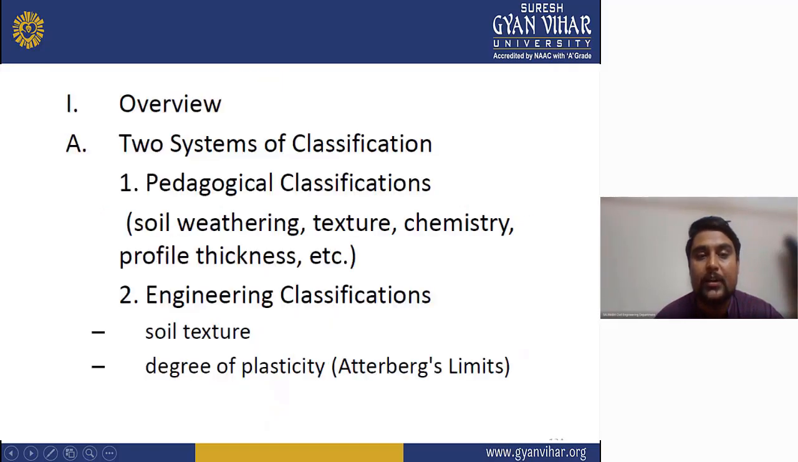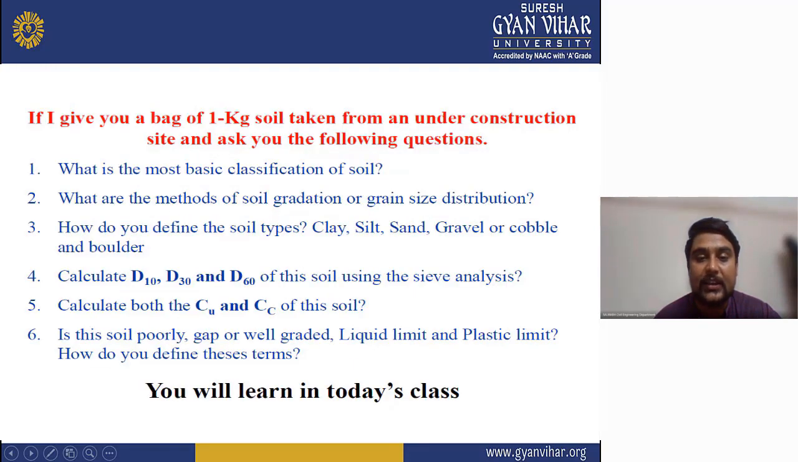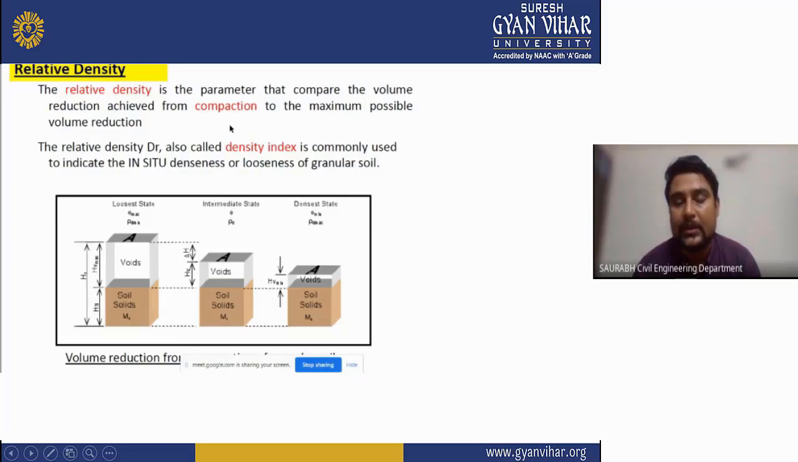A question is given here. If I give you a bag of 1 kg soil taken from the under construction site and ask you the following questions: What is the most basic classification of soil? What are the methods of soil gradation and grain size distribution? How do you define the soil types: clay, silt, sand, gravel, cobble, and boulders? Calculate D10, D30, and D60 for this soil by using a sieve, and calculate both Cu and Cc of the soil. Is this soil poorly graded or well graded, loose soil or granular soil?